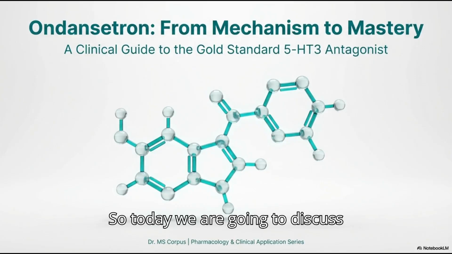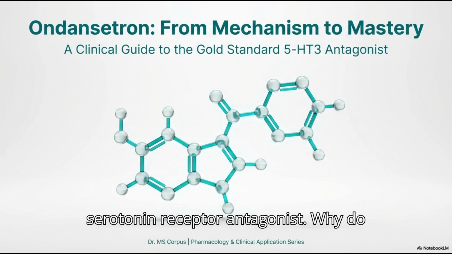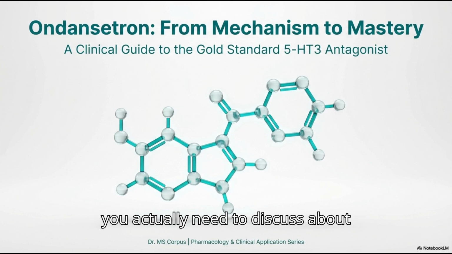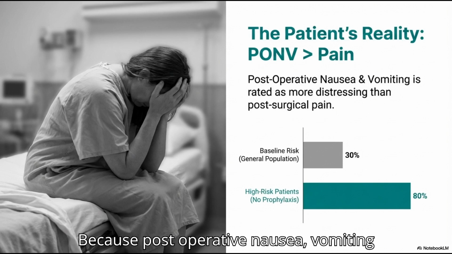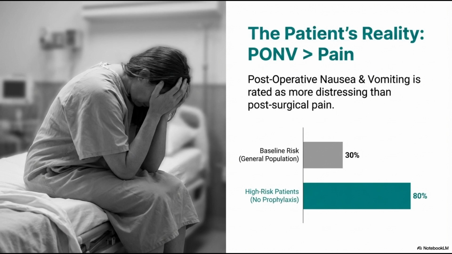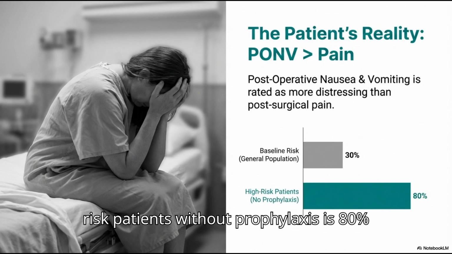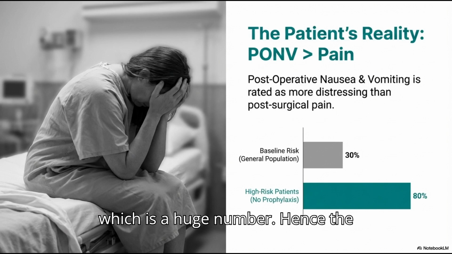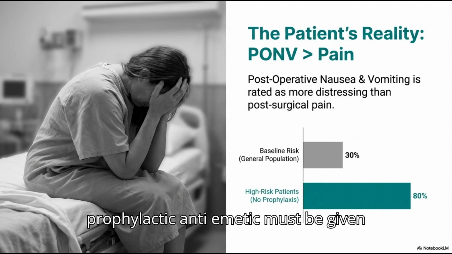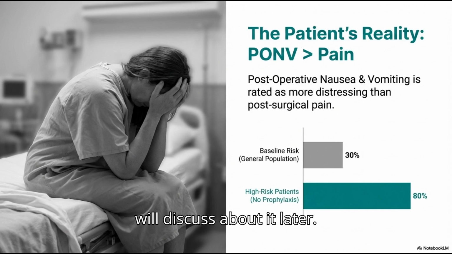So today we are going to discuss Ondansetron, which is a selective serotonin receptor antagonist. Why do we actually need to discuss Ondansetron? What is the need? Because post-operative nausea vomiting is more distressing to the patient than pain. And the risk of it in the general population is about 30%, and in high-risk patients without prophylaxis it is 80%, which is a huge number. Hence, prophylactic anti-emetic must be given in high-risk patients. We'll discuss this later.